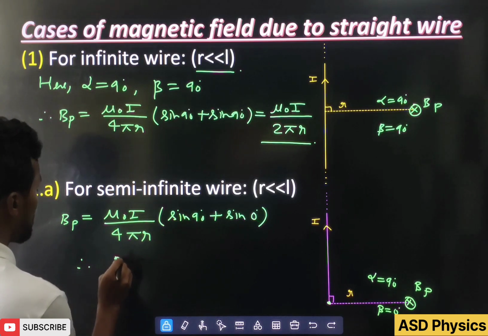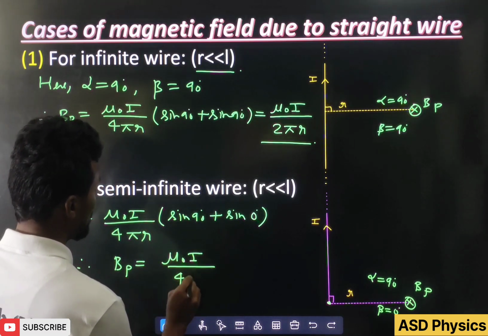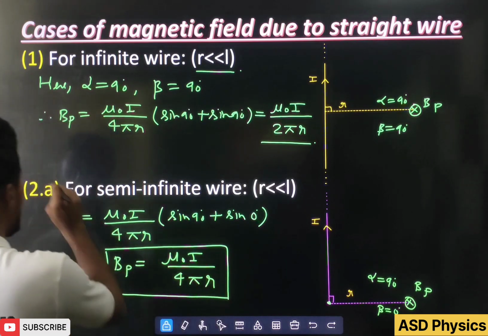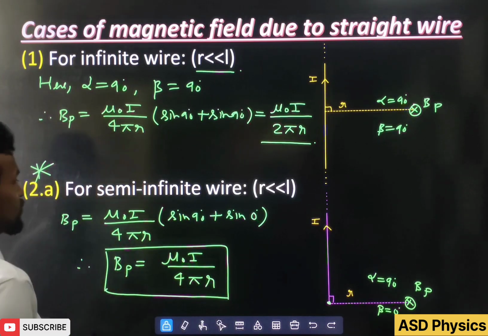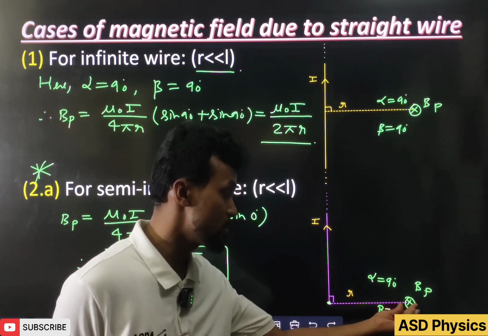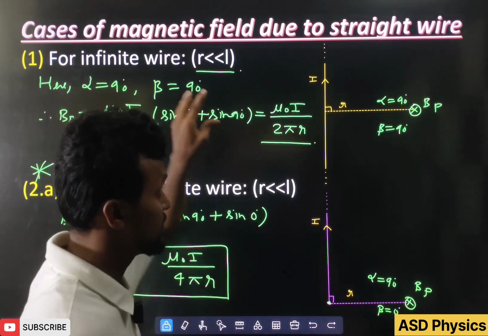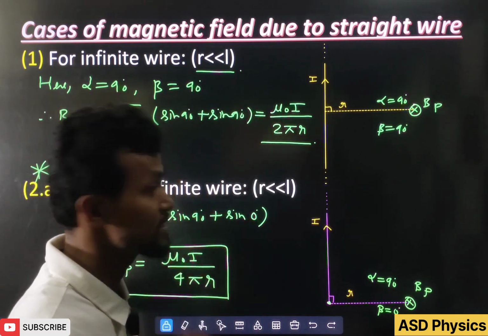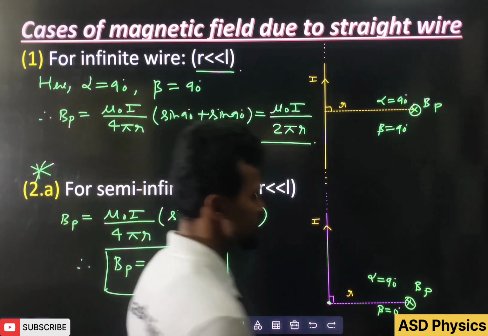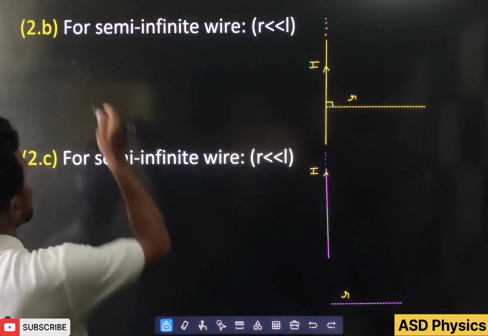That means what will come here? The magnetic field due to a semi-infinite wire will be mu naught I by 4 pi r. By default, if they are just telling semi-infinite wire and did not mention anything, that means always this situation, the observation point is just in front of one end of the wire. This is the infinite wire, this is the semi-infinite wire. Remember that. After that, we will see further cases of semi-infinite wire also, but by default it means case 2A only.